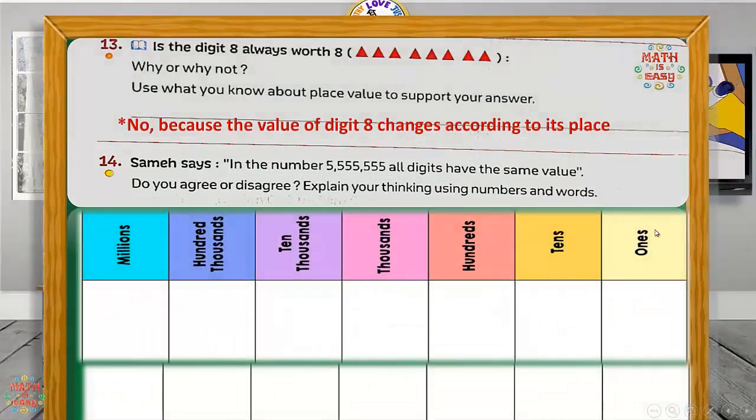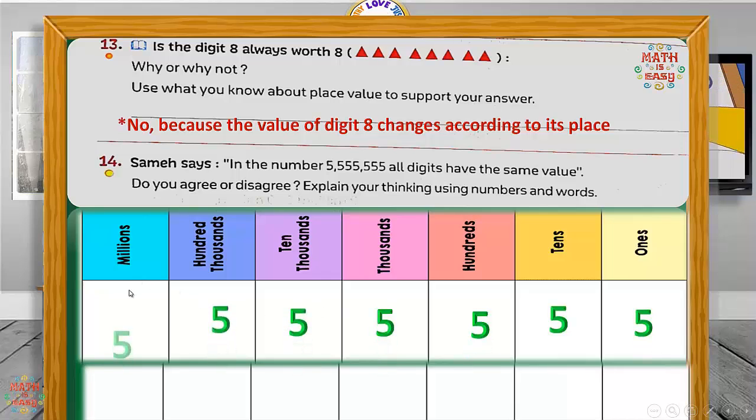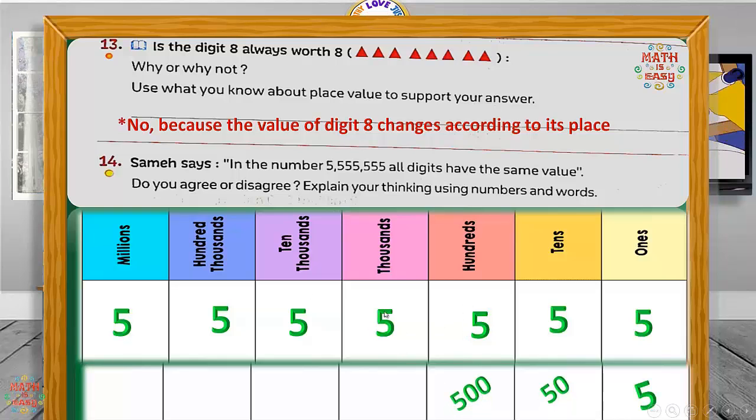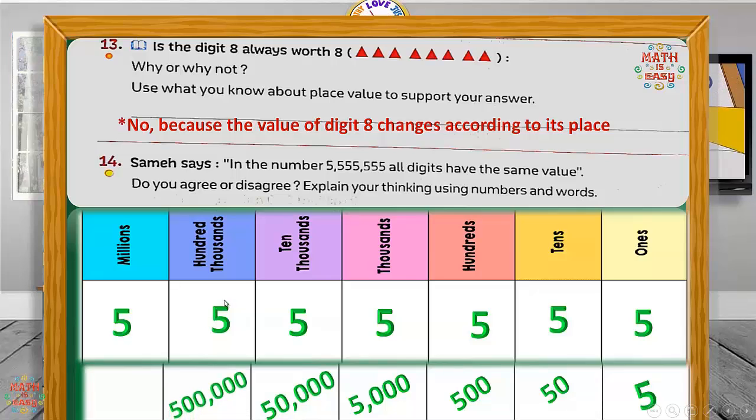We have here a place value chart, and we will put 5 in all places: 5 in ones, 5 in tens, 5 in hundreds, in thousands, ten thousands, and so on. Write the value of each digit. 5 in the ones place equals 5, in tens equals 50, in hundreds equals 500, in thousands equals 5,000, in ten thousands equals 50,000, in hundred thousands equals 500,000, and in millions equals 5 million. So they are not the same as Samah said.